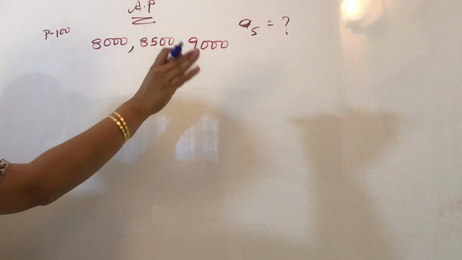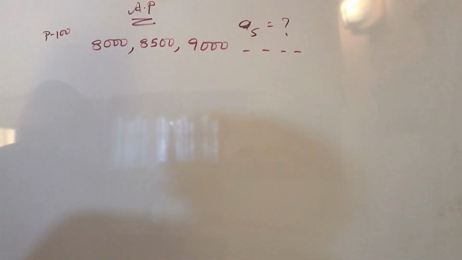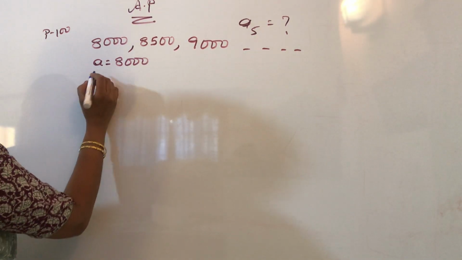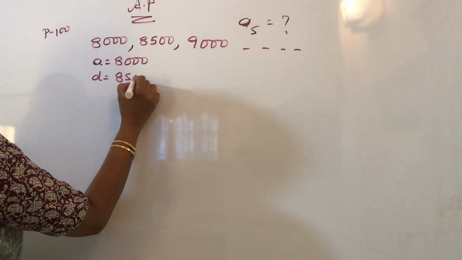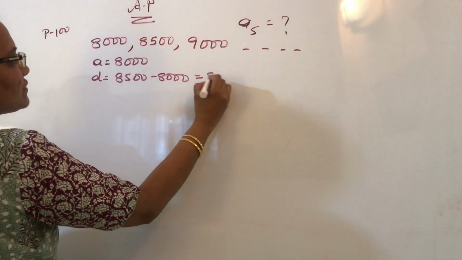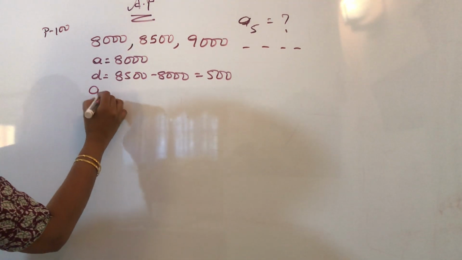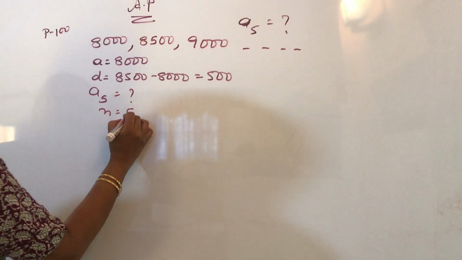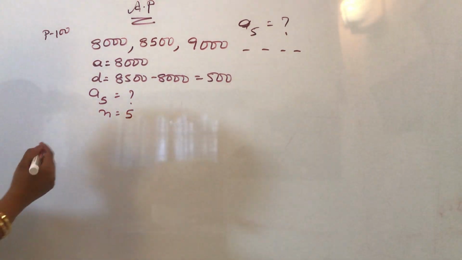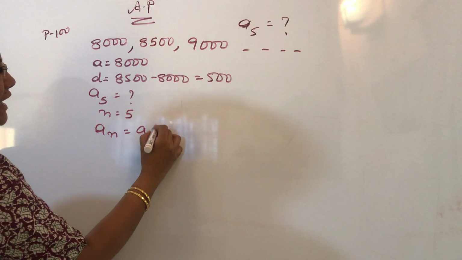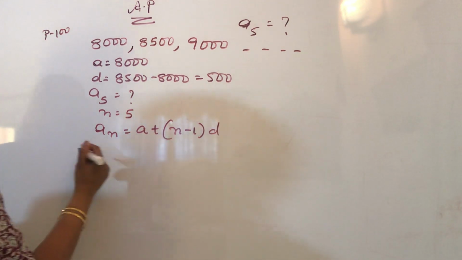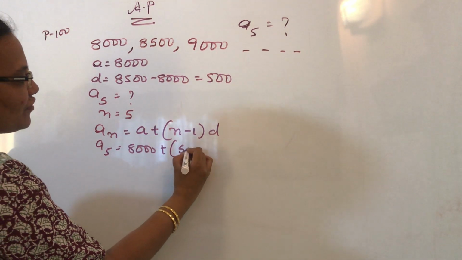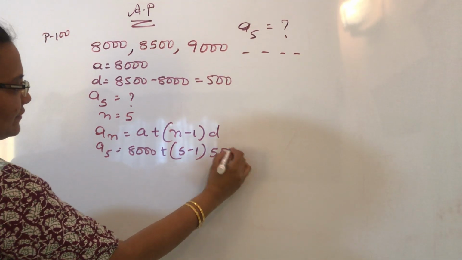Anyhow, it's for 5 years only, you can find it that way, but let us use the formula. That means here, the first term is 8,000 and what is the common difference here? 8,500 minus 8,000, which is 500. Now, you have to find A of 5. That means what is the salary in the fifth year? That means n is 5. Now use the A of n formula. A of n is equal to A plus n minus 1 into D. So A of 5 is equal to 8,000 plus 5 minus 1 into 500.